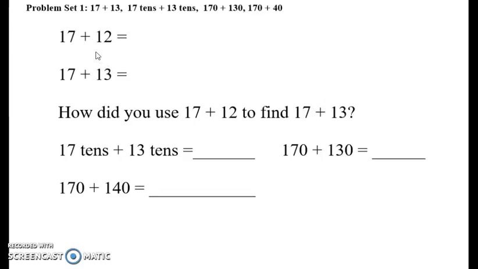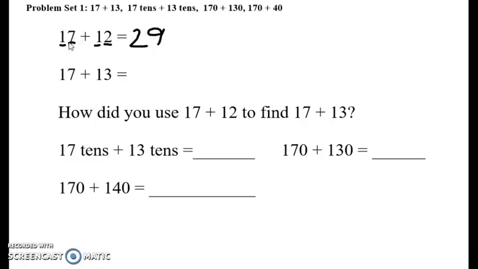Here, I have the problem 17 plus 12. In 17 plus 12, there is no regrouping, because neither the ones nor the tens when added will be more than 10. So, I can simply add, in my head, the ones, 7 plus 2 is 9, and 1 plus 1 is 2 tens. So my answer here is 29.